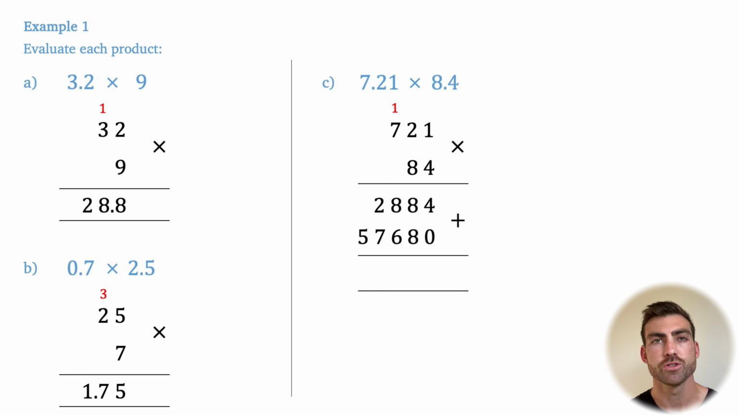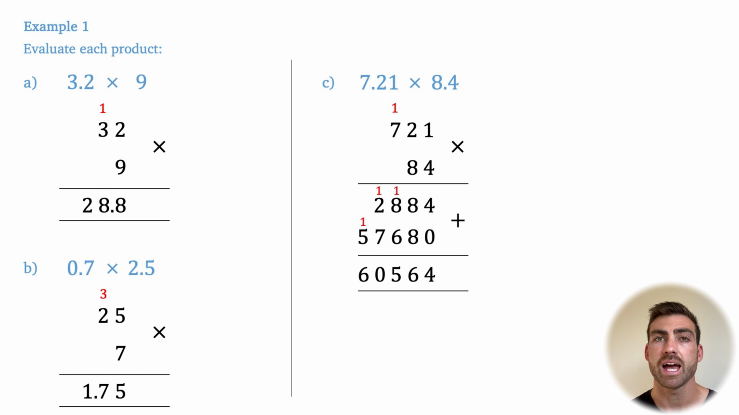Now we need to add these 2 rows, 1 column at a time. Firstly, this column. 4 plus 0 equals 4. Then 8 plus 8, which equals 16. We add the last digit, then we add 1 to the next column. Next, 6 plus 8 plus the extra 1, we get 15. Then 2 plus 7 plus the extra 1 equals 10. And adding the final column, we get 6.